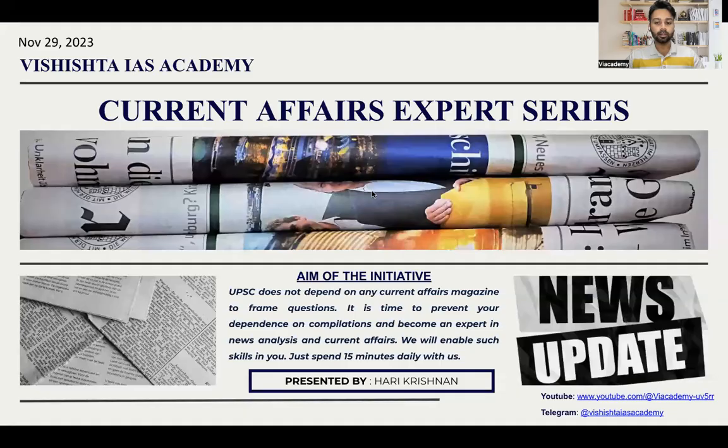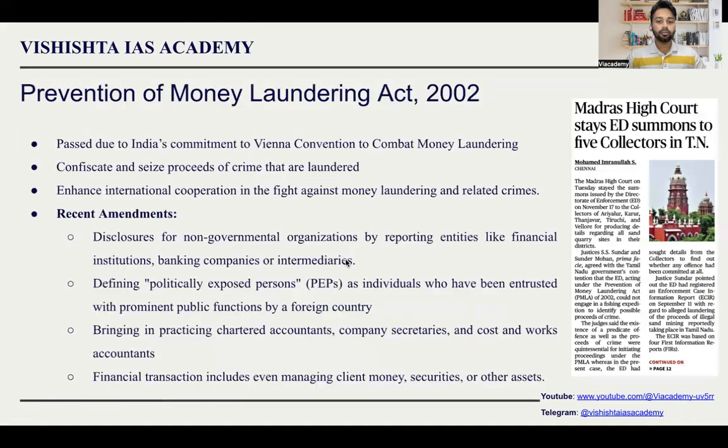So I will explain what all the things we should be understanding from the examination point of view from today's newspaper. The first news which we'll be discussing today is the Prevention of Money Laundering Act 2002.